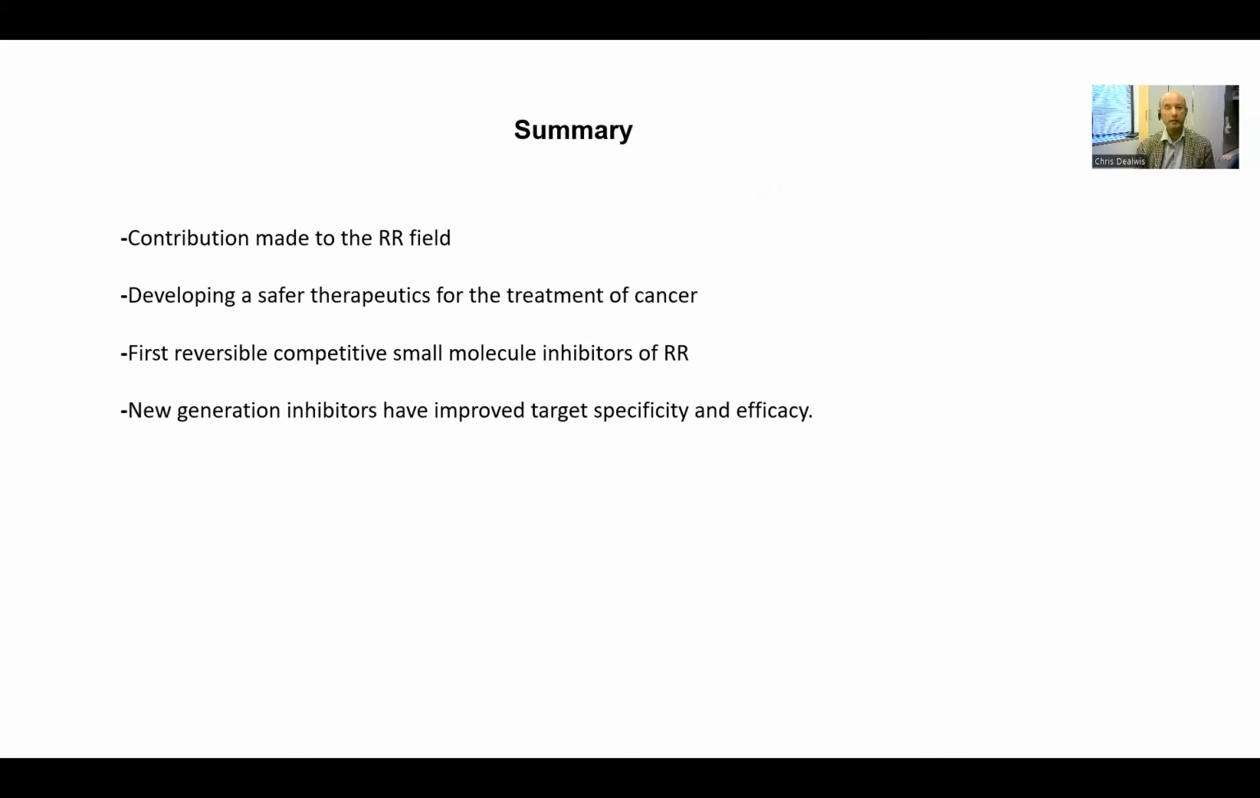This is a summary of my talk. Briefly, I gave an introduction to ribonucleotide reductase and our contributions to the field. And finally, in the latter stage of my talk, I talked about the cancer target ribonucleotide reductase. I talked about the existing drugs, their downfalls, and what new strategies are used in my lab to overcome these problems. And I'd like to thank you for your attention.